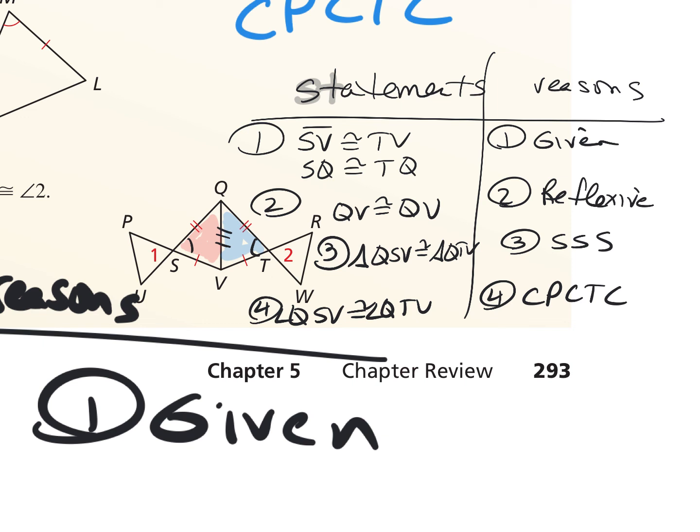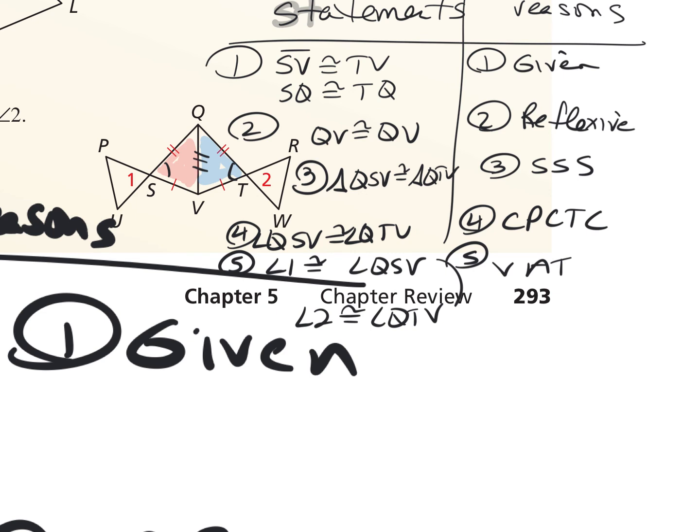The next thing I'm going to state is that the angles are vertical. So I can say that angle 1 is congruent to angle QSV, and then angle 2 is congruent to angle QTV. These are vertical. Vertical angles congruence. And then my last statement is that angle 1 is congruent to angle 2, and that reason is transitive or substitution.